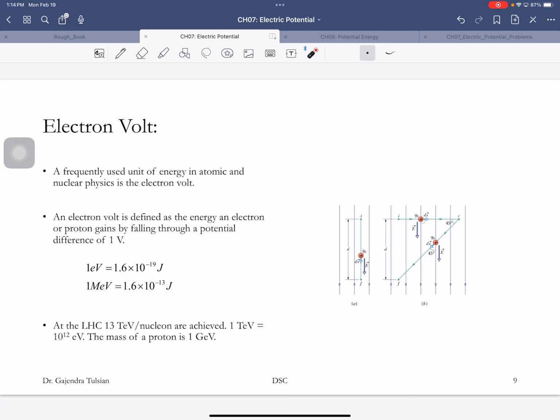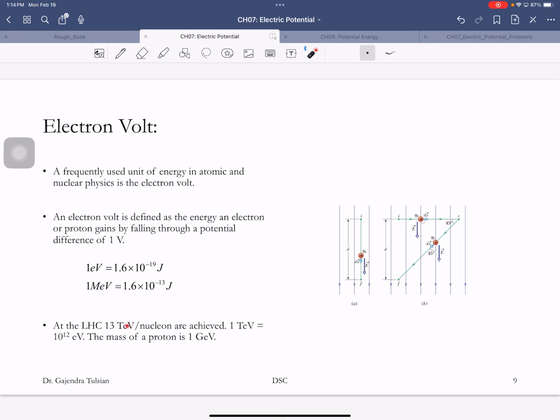An electron volt is a unit of energy. Very useful unit of energy. And that's the energy gained or lost by a proton when it falls through 1 volt. What is a million electron volt? When an electron or a proton falls through 1,000,000 volts.